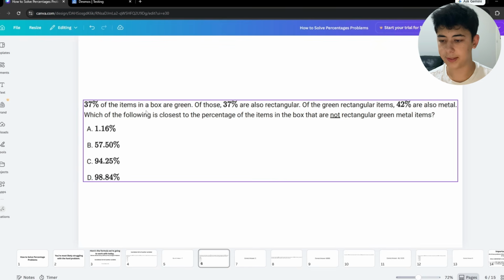37% of the items in a box are green. Of those, 37% are also rectangular. Of the green rectangular items, 42% are also metal. Which of the following is closest to the percentage of the items in the box that are not rectangular green items? And you're going to see here that you have four choices.